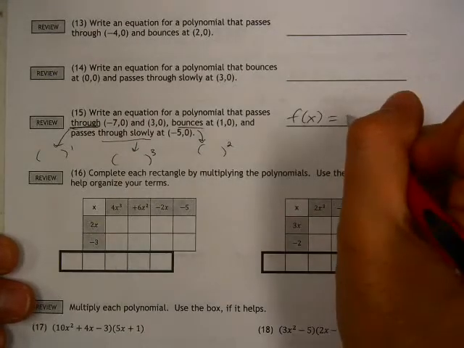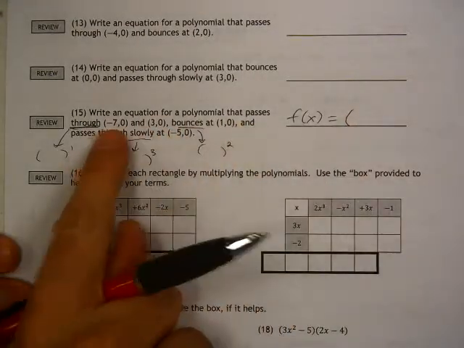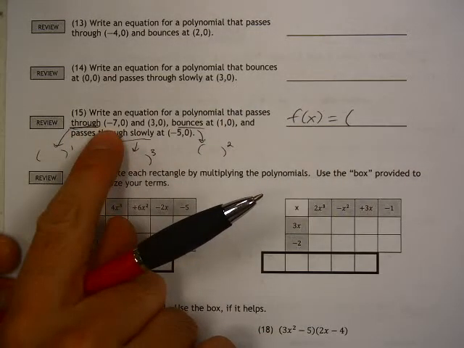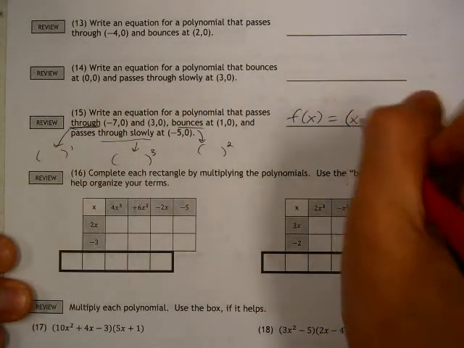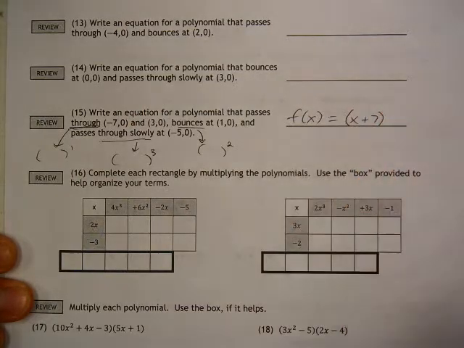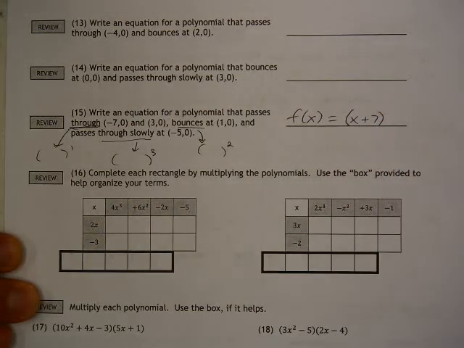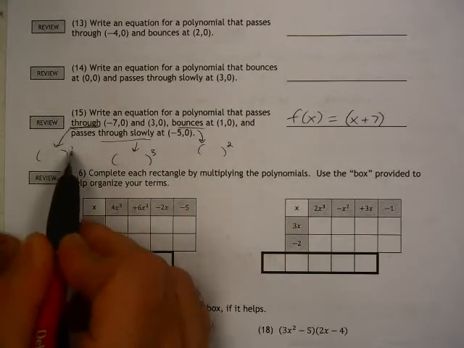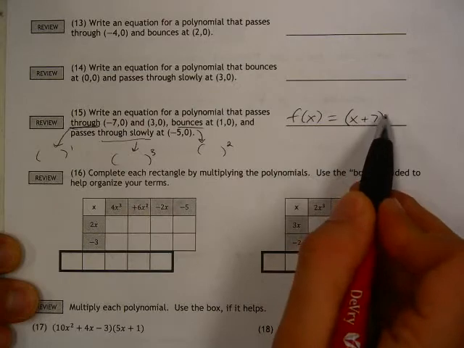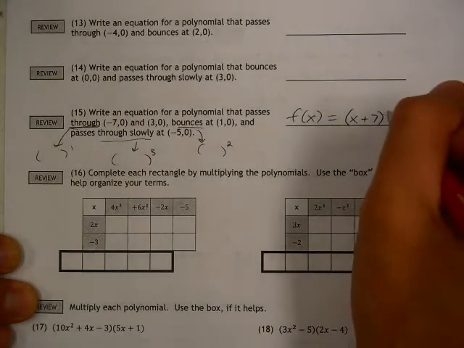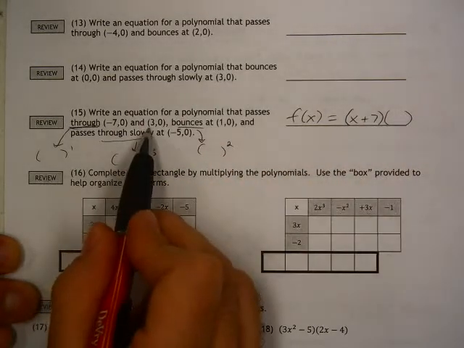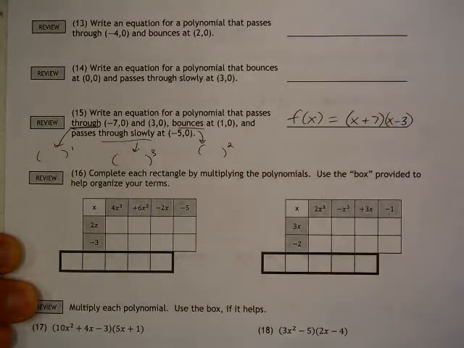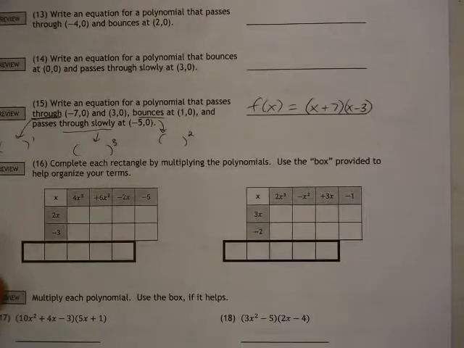So if we start with just these first two, the (-7, 0), that means your intercept would be at (-7, 0), which means your factor would be x plus 7, changing that sign of the negative 7. And again, since it passes through that point, it's just to the first power. So I don't even have to put that 1, I can just leave it like that. And the same thing goes for the (3, 0), that becomes x minus 3, just to the first. Don't even have to write it.